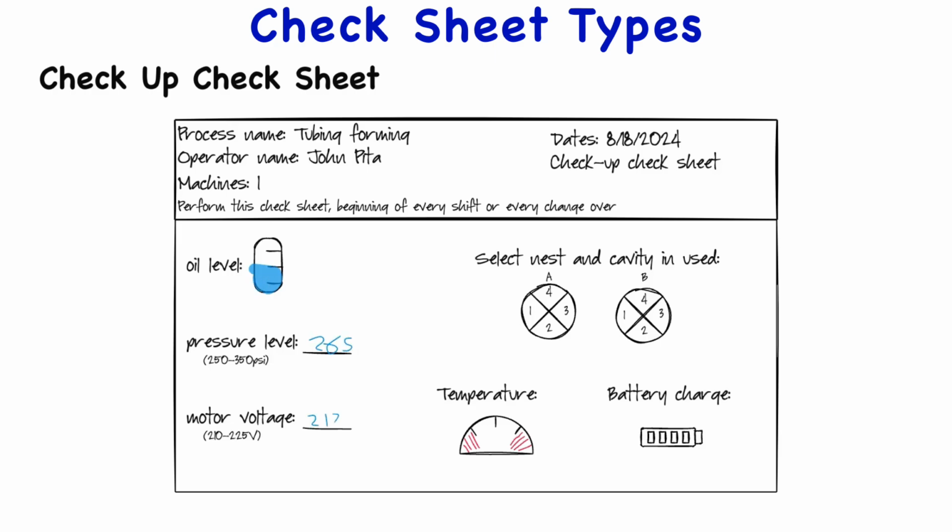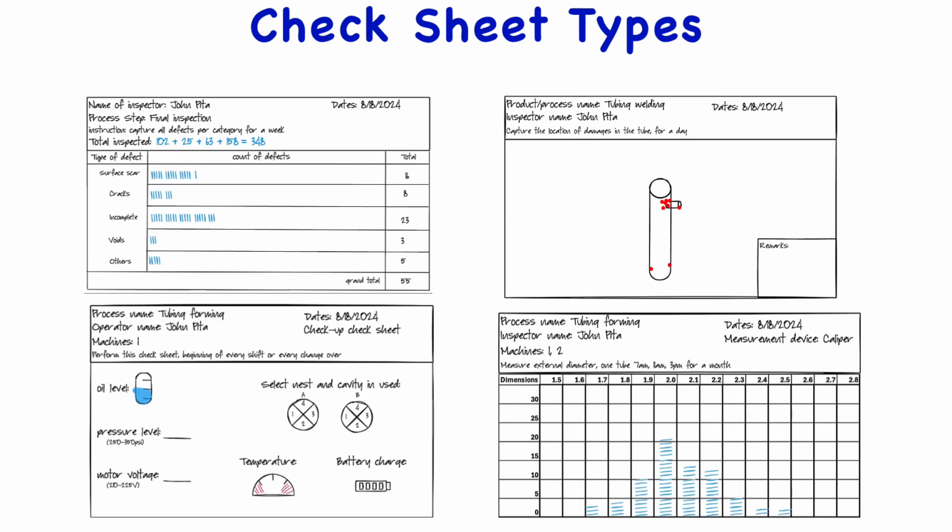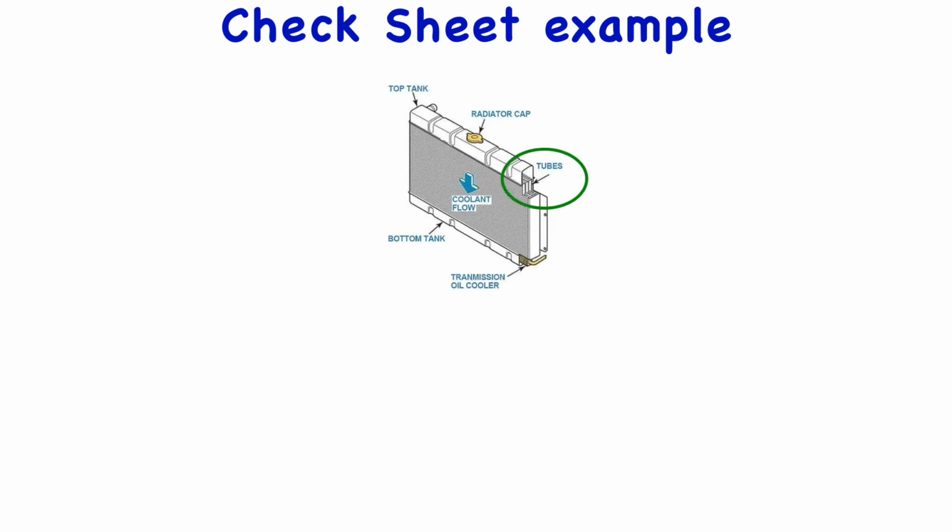Captures oil level, pressure level, pump motor voltage, which nets are used, and other characteristics. Like I said before, the check sheet can be easily adaptable to almost any situation. Just follow the development steps. Now let's make one example together. We will create a check sheet for a process that forms radiator tubes.